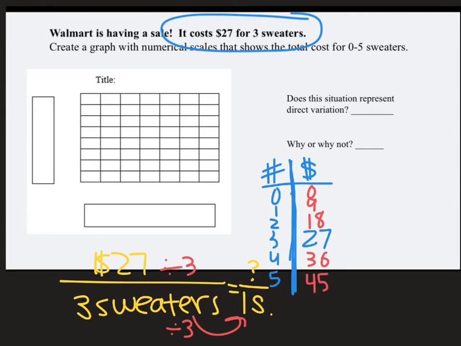Then once I have my table, I can use that to graph my numbers. So on my x-axis, remember in our table, we called that our number of sweaters.